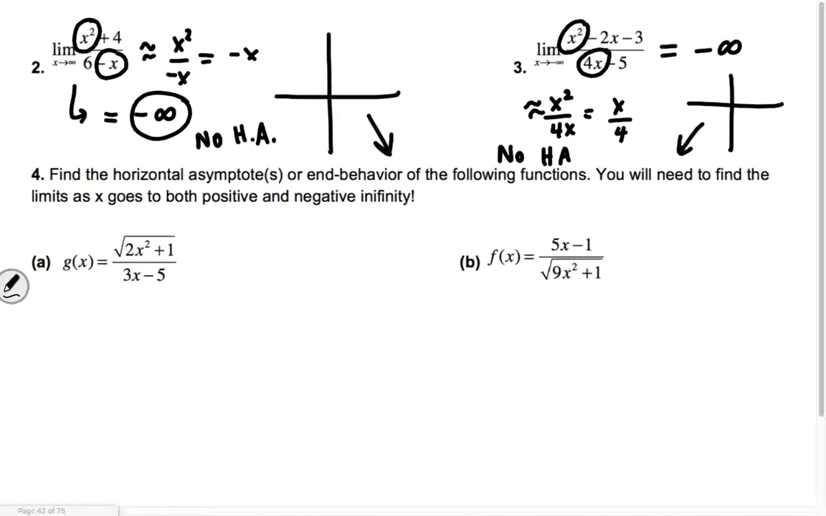All right, so number 4. Find the horizontal asymptotes or end behavior for the following functions. You will need to find the limit as x goes to both positive and negative infinity. So we're going to do the limit as x goes to infinity of our g of x, and we're going to do the limit as x goes to negative infinity as well. Like I said, most of the time, you really just need to think about one. You don't need to do both.